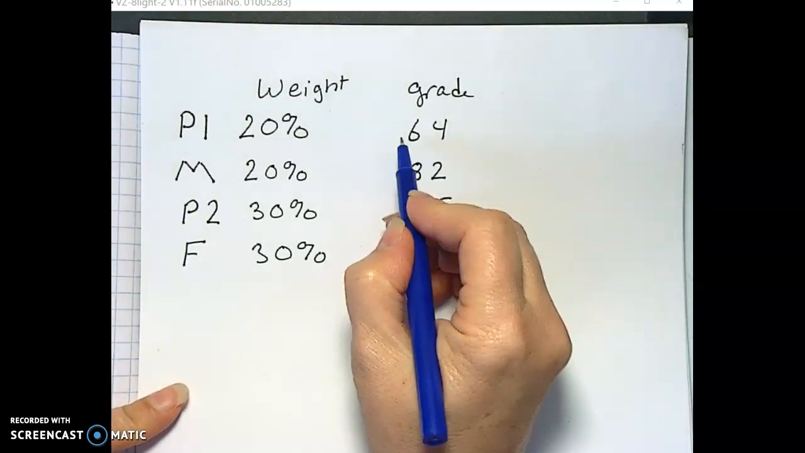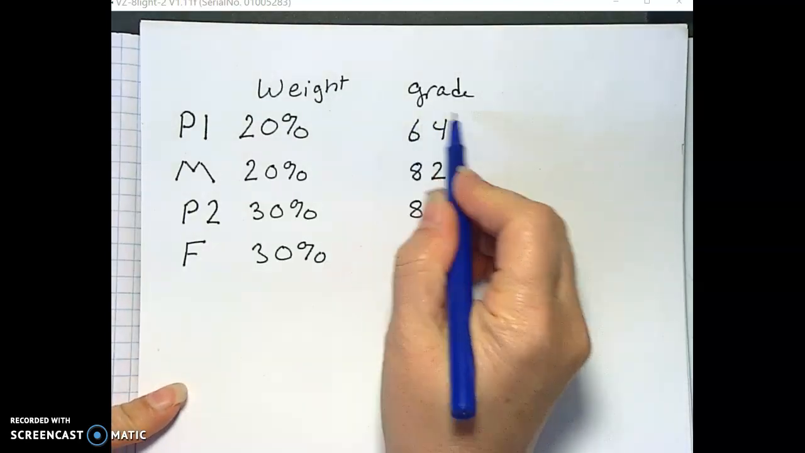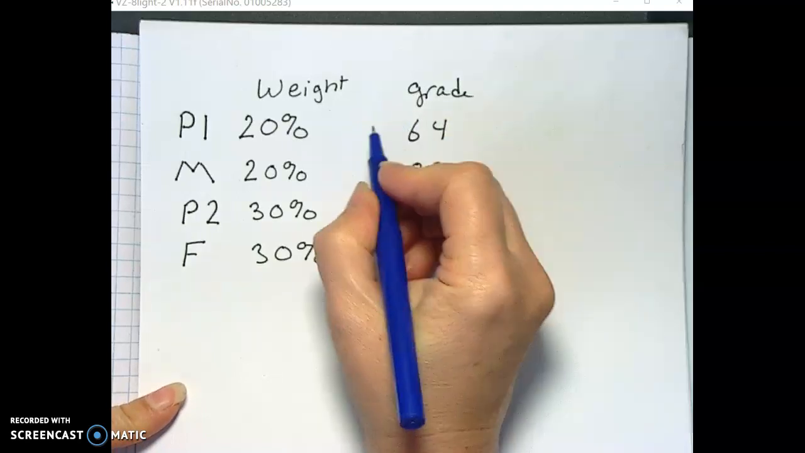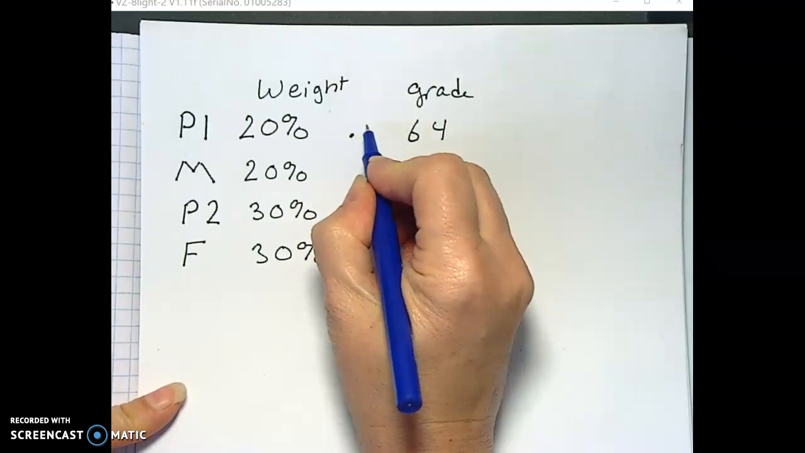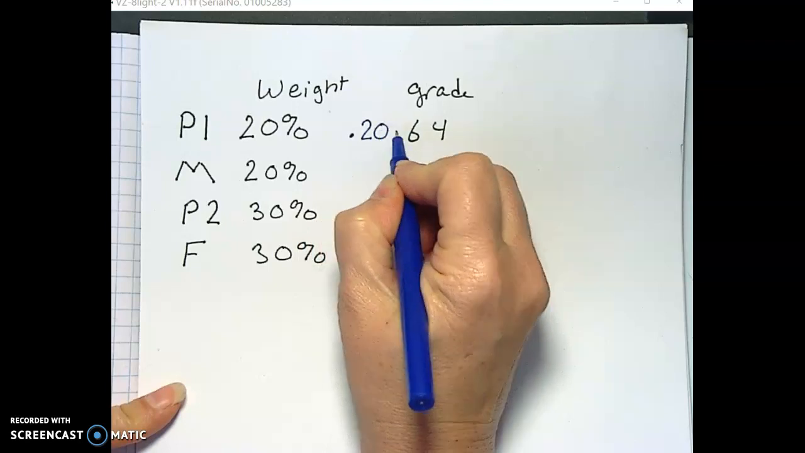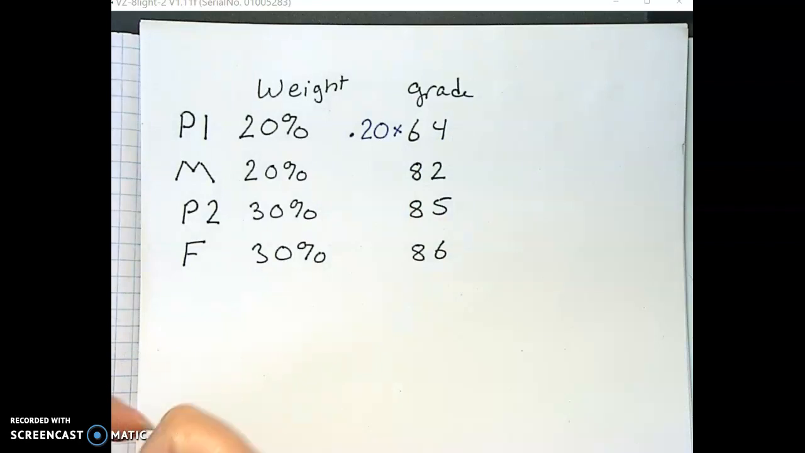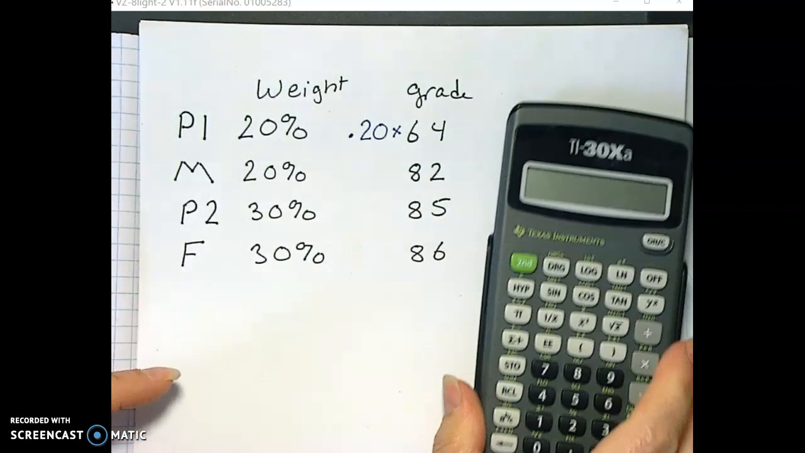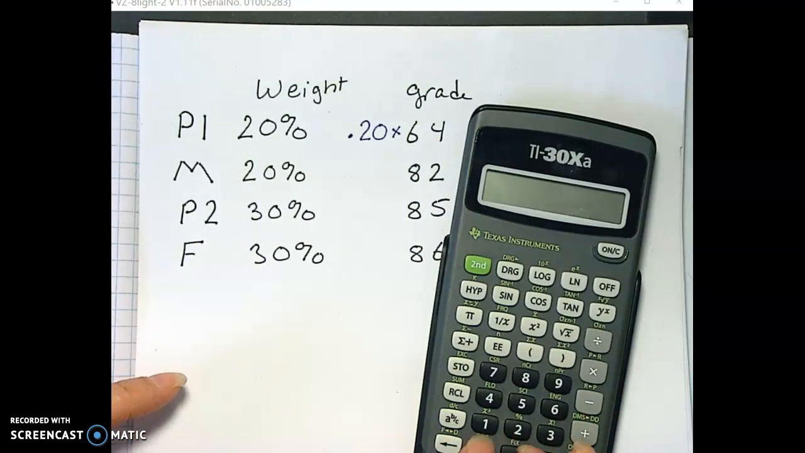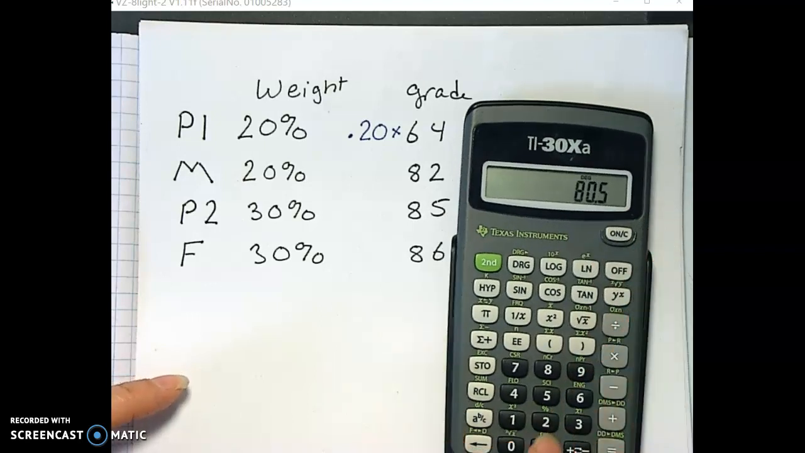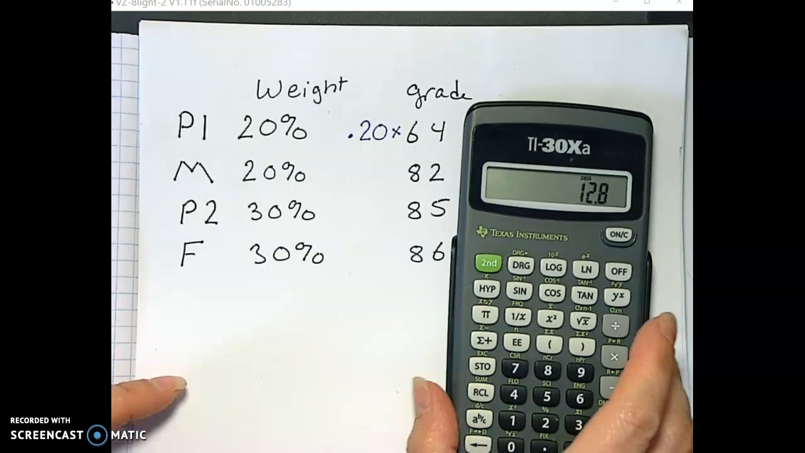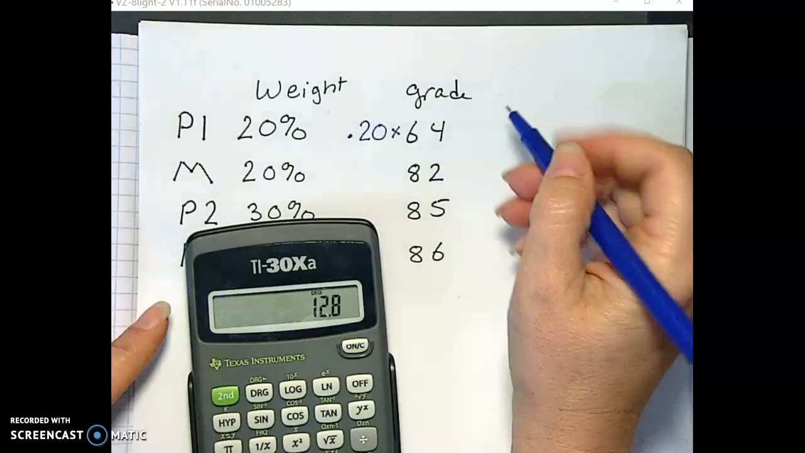First, what we want to do is find this piece of your grade. This grade is 20% of your grade, so we're going to take it and multiply it by 0.20 to get that piece of your grade. So here we go, 0.20. 0.2 times 64 is 12.8. That is that piece of your grade.